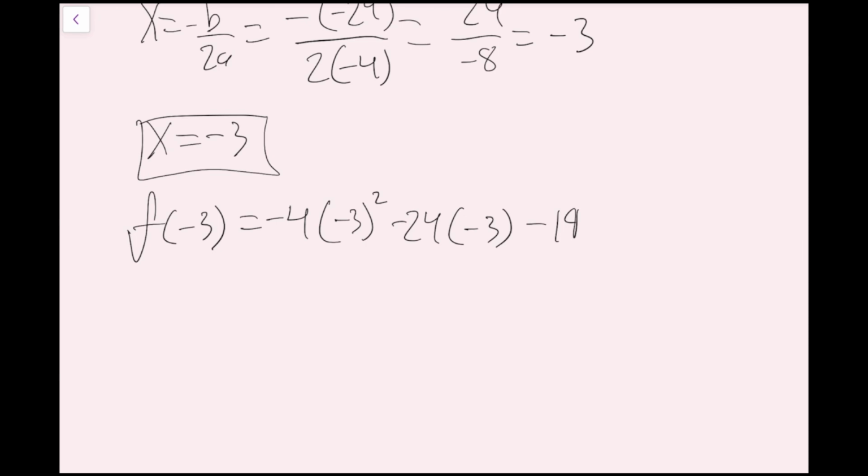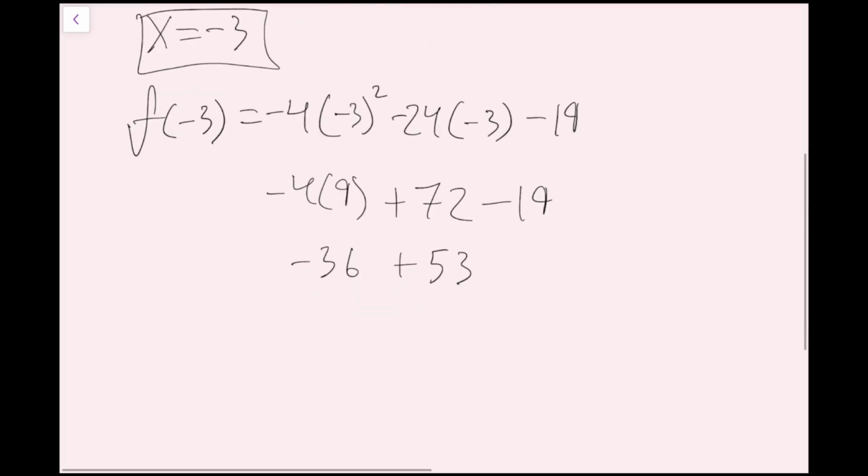So -3 quantity squared is 9, so I have -4 times 9, and then -24 times -3 is going to be plus 72, and then minus 19. And then I'm going to multiply this out. -4 times 9 is -36. And then might as well do this, 72 minus 19. Well, 72 minus 20 is going to be 52, and then I'll add 1, which will give me 53.